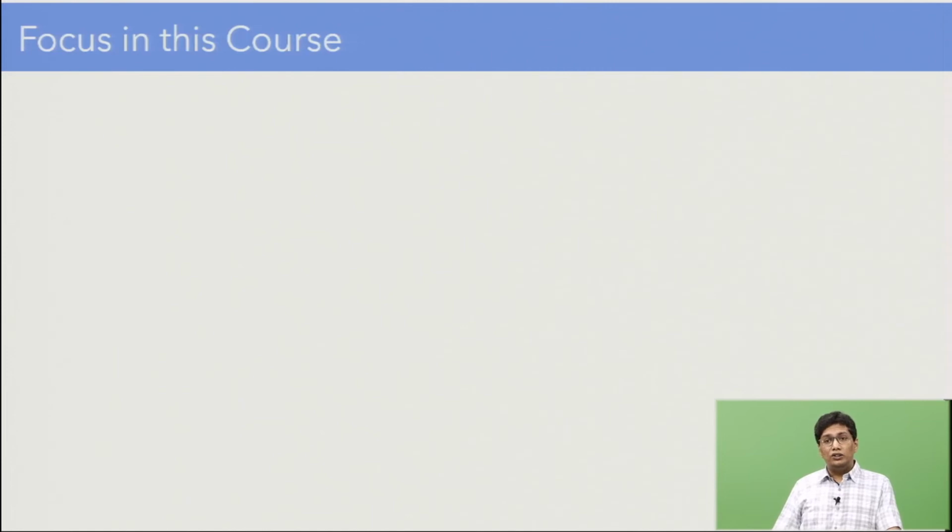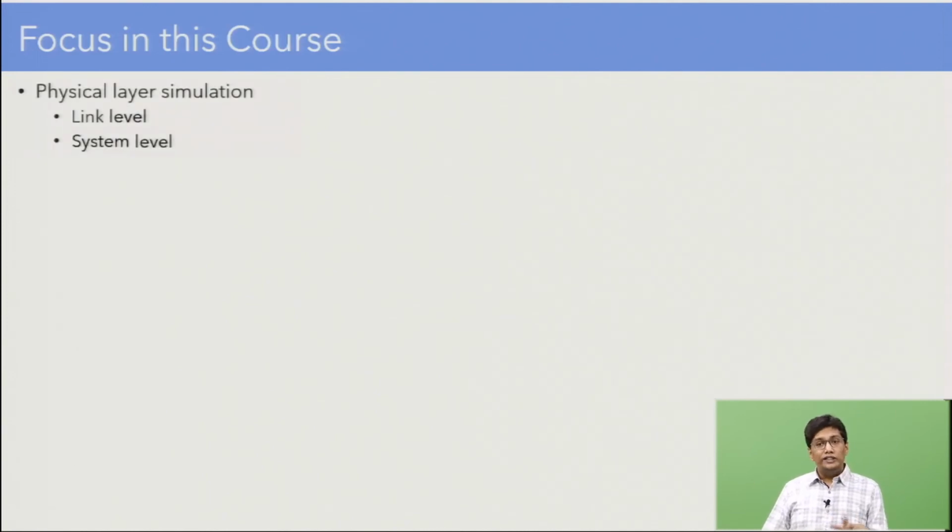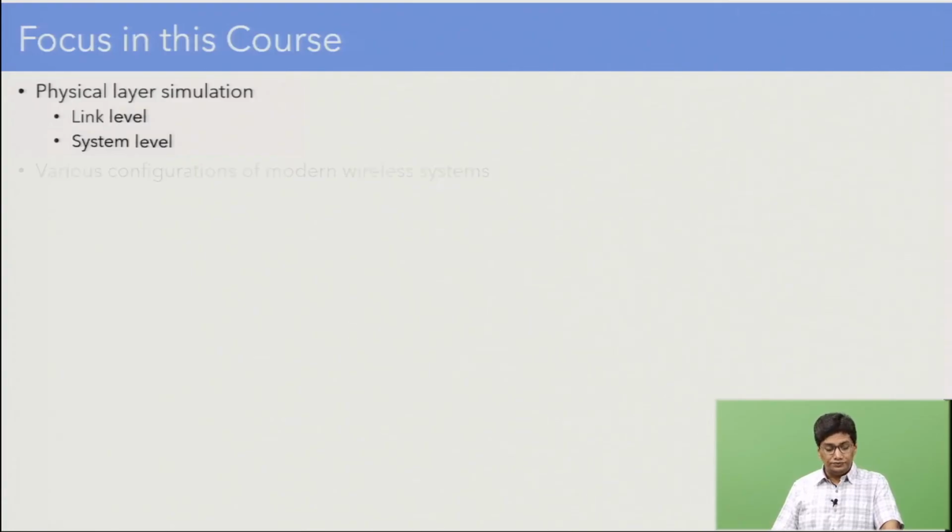So, let me talk about the focus of this course, because there are various aspects and various layers of a communication system you can think of. In this course we are mainly going to focus on physical layer simulation: how we simulate the waveforms, how we simulate different blocks of the communication system, and look at the receiver performance. We look at the link layer also, where we talk about performance of a particular link, and we also talk about a system layer where there are many links and we see how we can modify our simulation to perform a system level simulation.